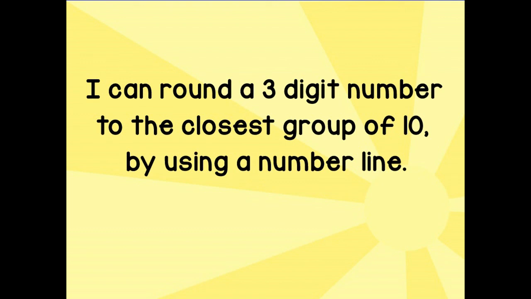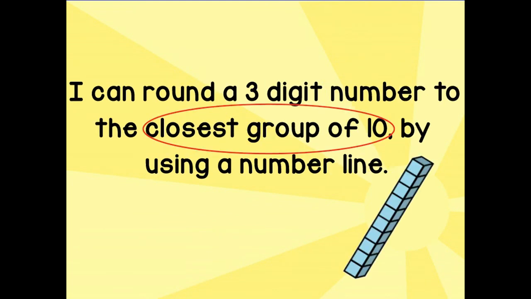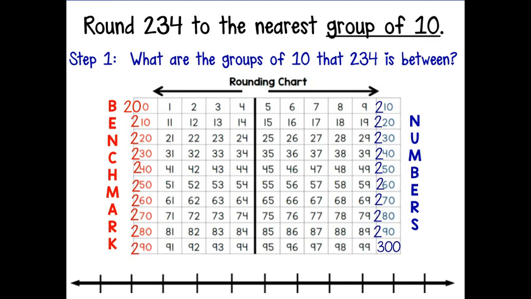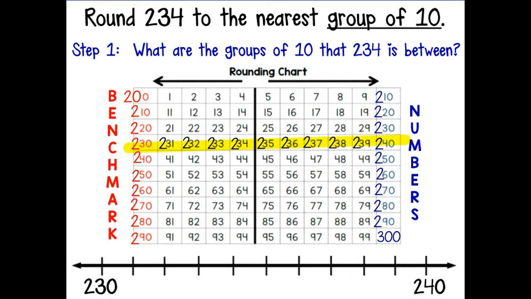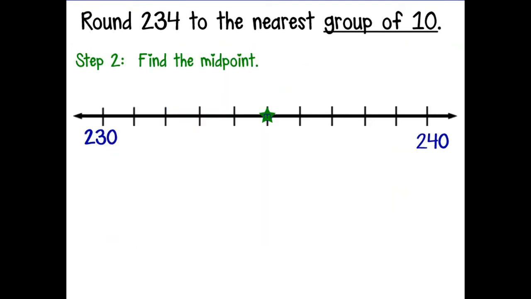When we round to the nearest 10, there's going to be a 0 in the ones place, and we're going to find which group of 10 the number is closest to. Our first example problem says round 234 to the nearest group of 10. What are the groups of 10 that 234 is between? The groups of 10 that 234 falls between are 230 and 240.